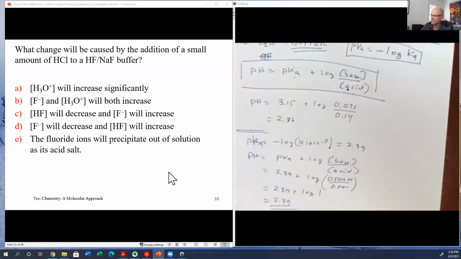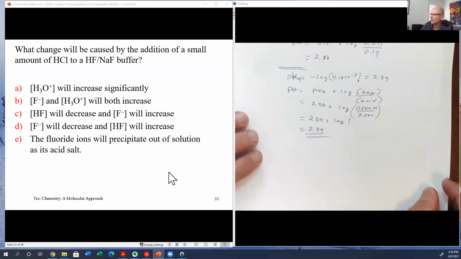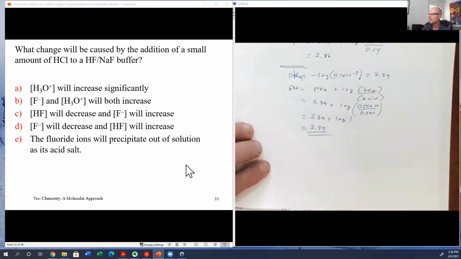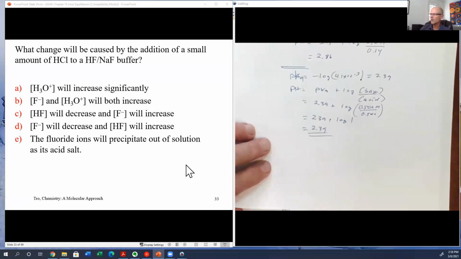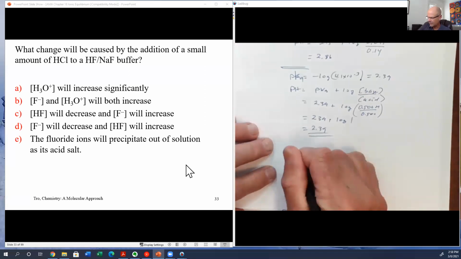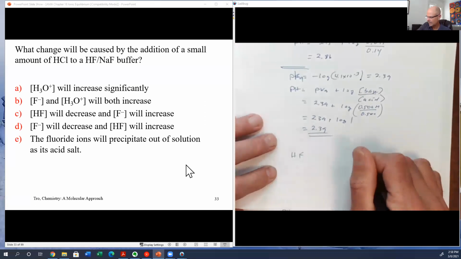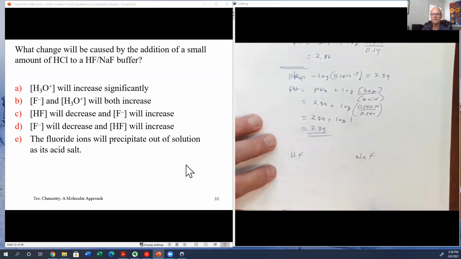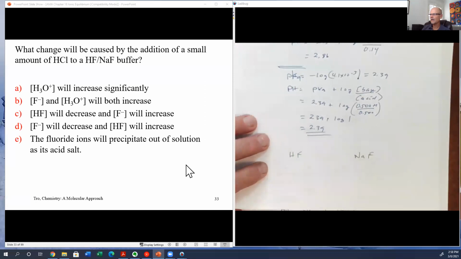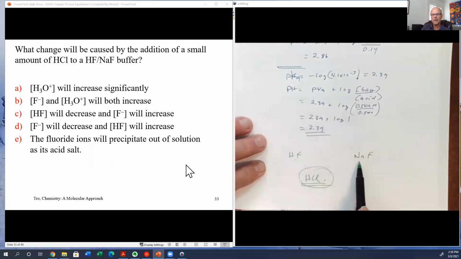Let me give you a little bit of a hint here in case you're struggling. So you have a buffer that's HF and NaF. Now you're going to add HCl. This is an acid. Which buffer component is it going to react with, the acid or the base? The base. It's going to react with the base.